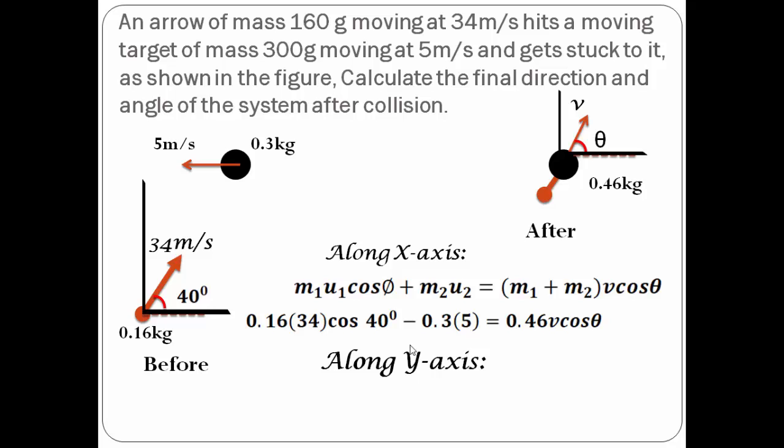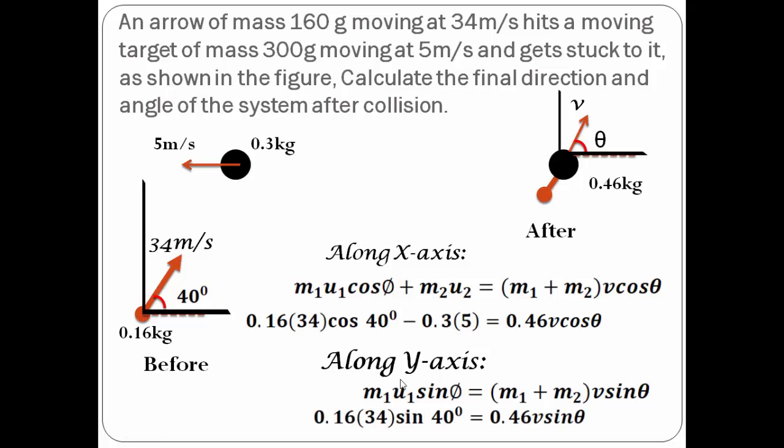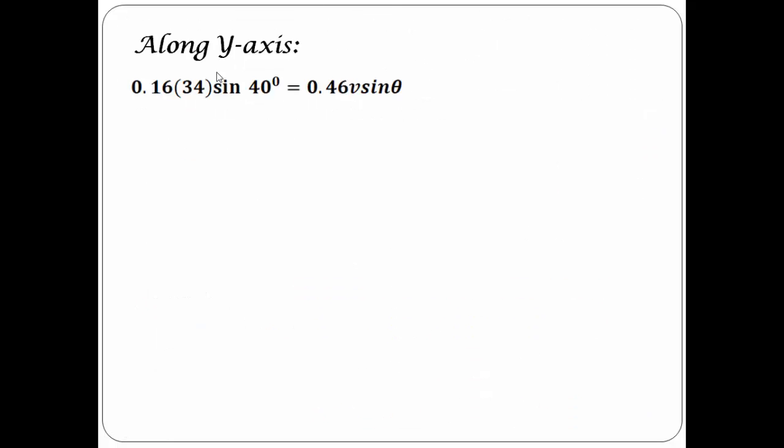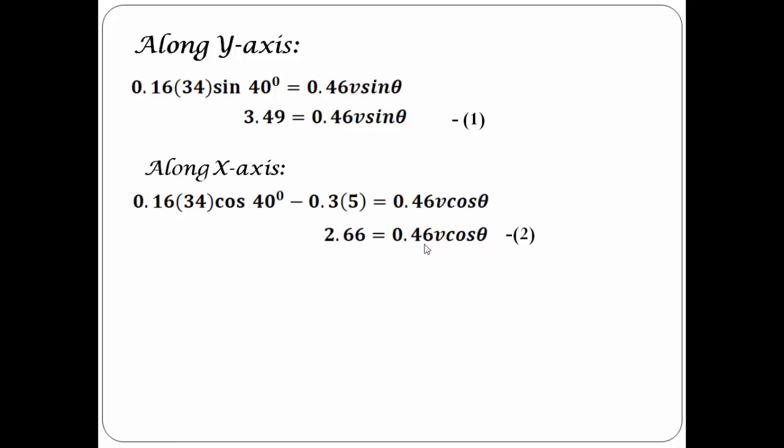Now along y-axis, initially only the arrow is moving along the y-axis, so the sine component of 34 meter per second, so m1 u1 sin phi, and together here we will have m1 plus m2 v sin theta. We substitute the values and simplify it. We get equation 1 here. Along x-axis, if we simplify, we get this equation. If we divide equation 1 by equation 2, we get tan theta equals 1.31 or theta equals 53.68 degrees.